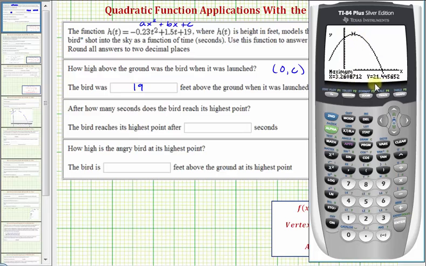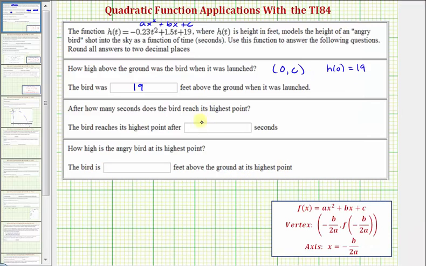To 2 decimal places, the vertex is (3.26, 21.45). Remember, the first coordinate, the input, would be the time it takes to reach the highest point, and the output, the function value, would be the actual height at the high point. So the bird reaches its highest point after 3.26 seconds, and the bird is approximately 21.45 feet above the ground at its highest point. So, 3.26 seconds and a height of 21.45 feet.